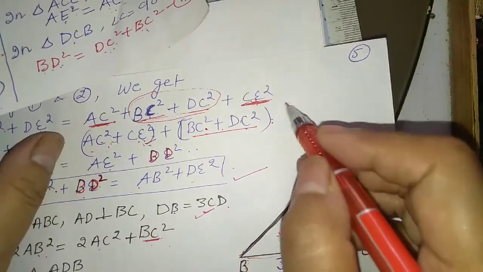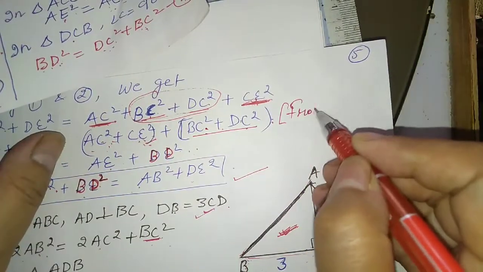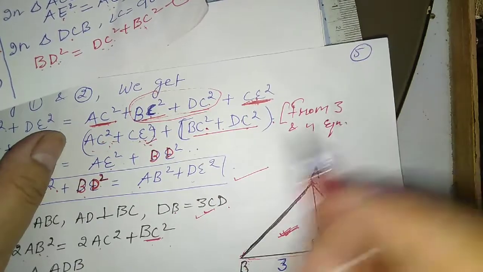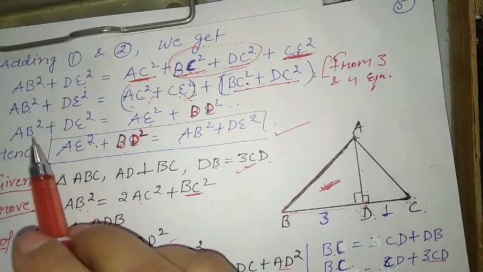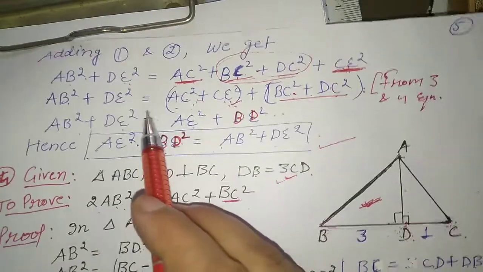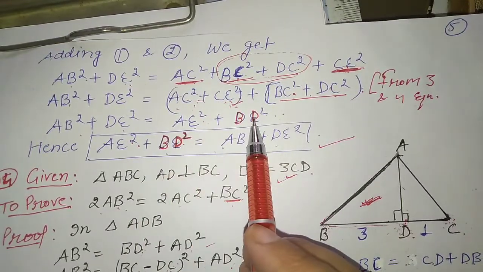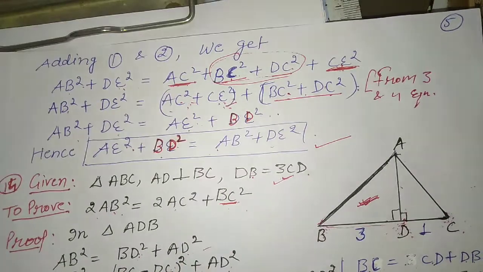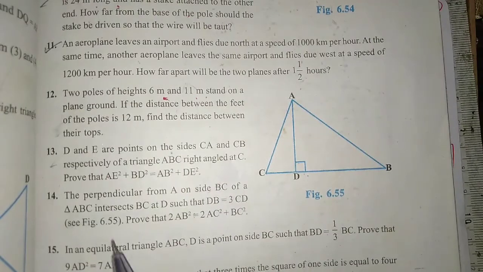So we can write here from third and fourth equation, AB square plus DE square is equals to AE square plus BD square, that is what we wanted to prove. So this was the 13th question. Now we are going to do the 14th question.